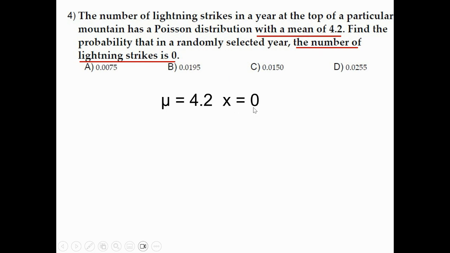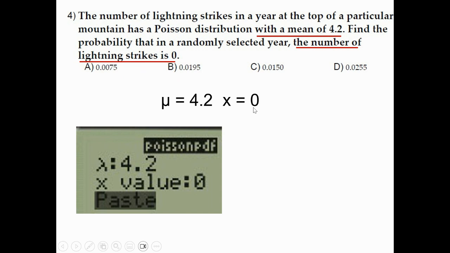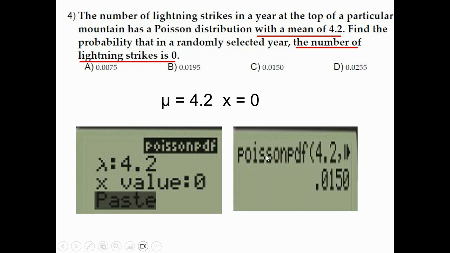My x value is 0. Poisson PDF, straightforward. There's my mu, my lambda, 4.2. X value is 0. And my calculator returns 0.0150. Once again, 4 places. I would have looked at this prior to doing the problem, and I would have set my float to 4 places.